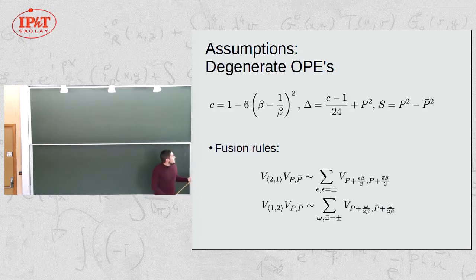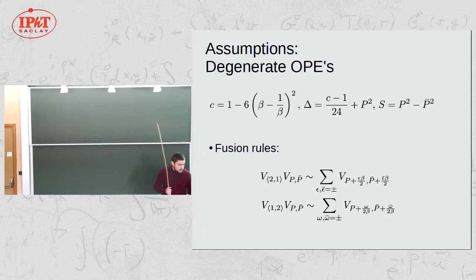So again, if we look at the known fusion rules for the degenerate fields, we find that in principle each operator product expansion would have 4 terms. We see that the field V_{1,2} will shift the momenta of the other field by beta over 2, plus or minus, and the field V_{2,1} will shift the momenta by 1 over 2 beta, again plus or minus.